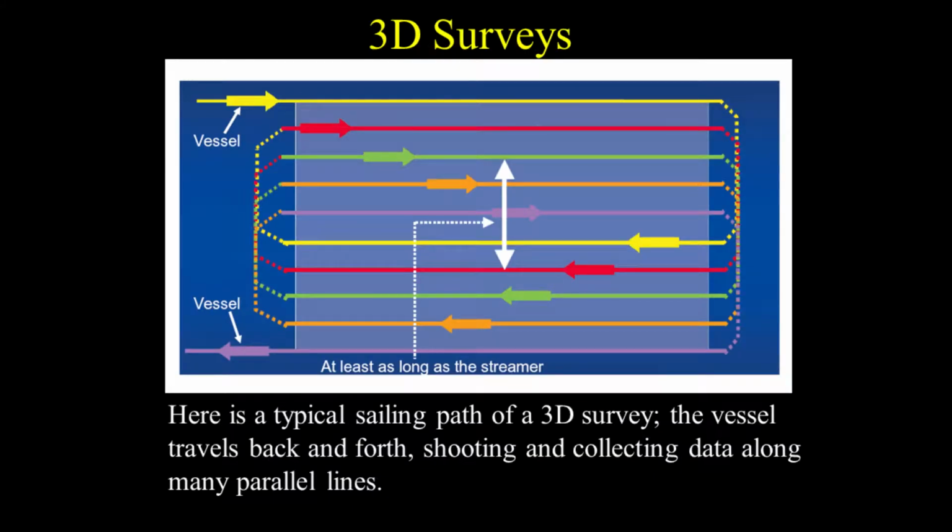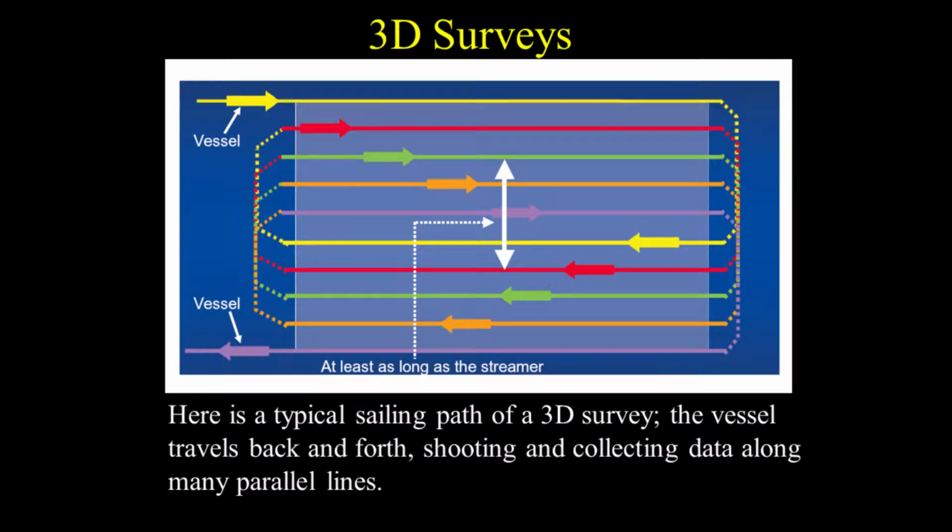Here we illustrate a typical sailing path of a 3D survey. Again, only the shooting lines are shown here, not the streamers. The vessel travels back and forth, shooting and collecting data along many parallel lines, resulting in seismic data generated along lines 25 to 50 meters apart.